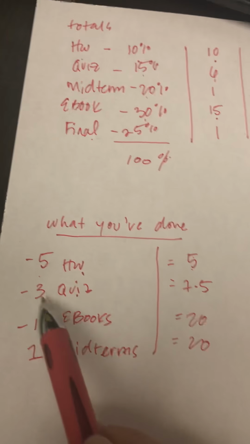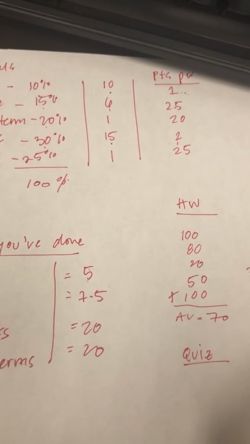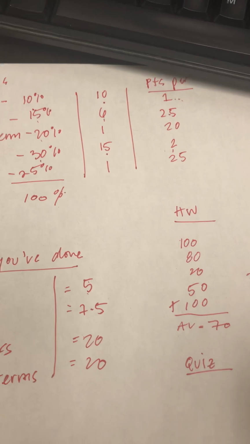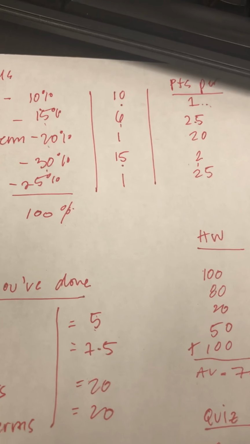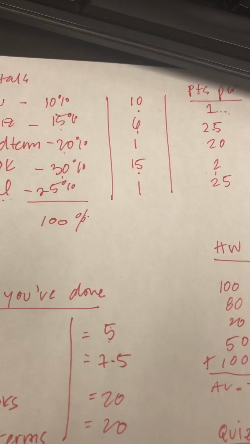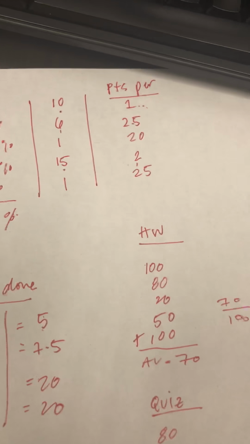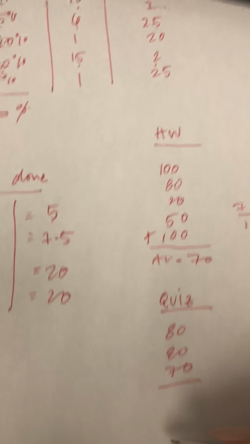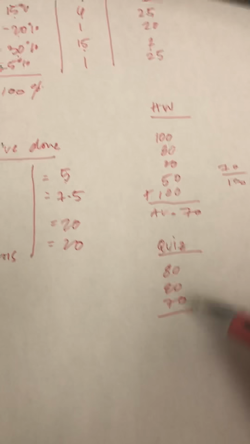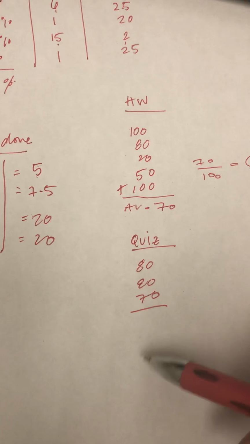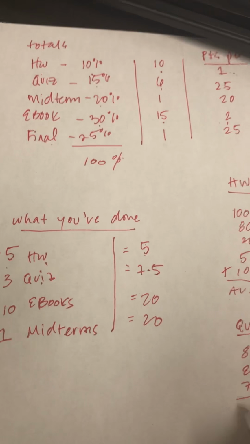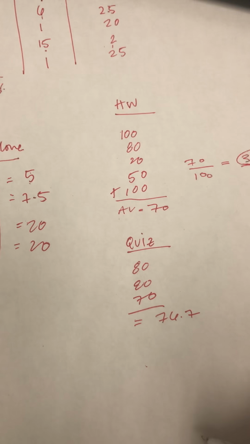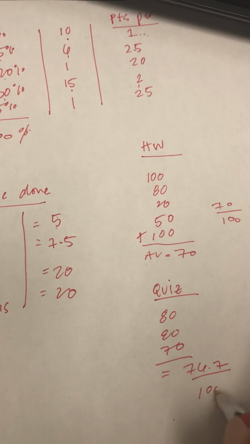So you've had 3 quizzes at 2.5 points each, 7.5 points total. So we know that a 100 is going to be 7.5 points. So let's say I took 3 quizzes, and I made an 80, an 80, and a 70. Okay, I've done okay. So I'm going to take the average of all this, just like I did with the homework, 80 plus 80 plus 70, and divide that by 3, and I'm going to get 76.7. Okay, that's going to be my average right there out of 100 points.